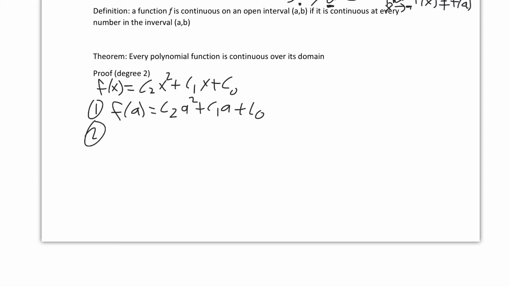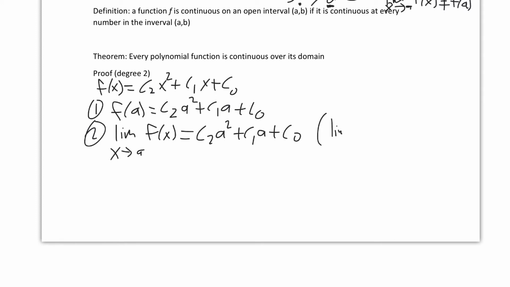All right, step 2. What's the limit as x approaches a of f of x? Well, hopefully we remember our limit laws. The limit of a polynomial is actually the polynomial evaluated at a. So it's c2 a squared plus c1 a plus c0. This is limit law number 9.